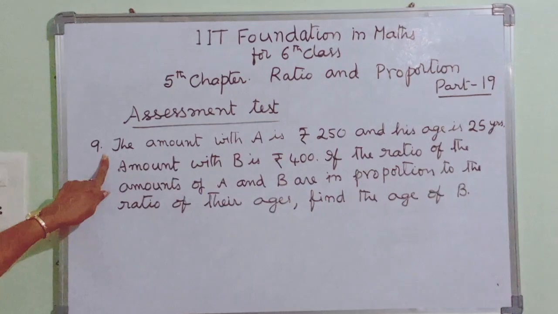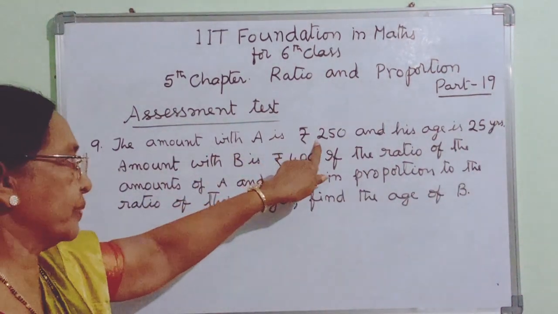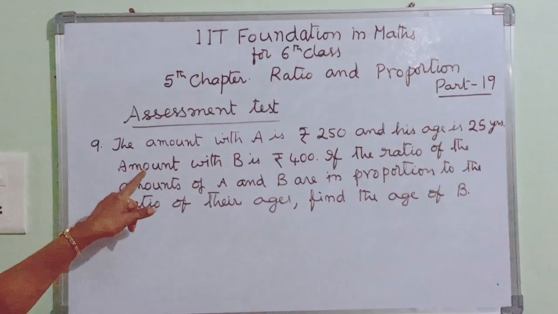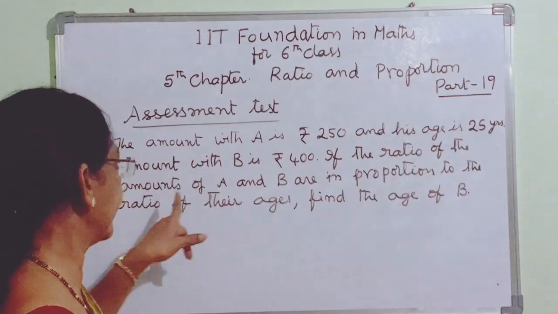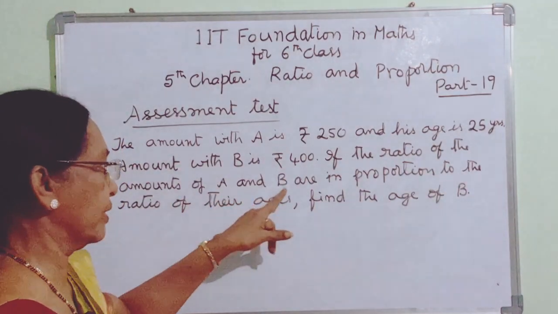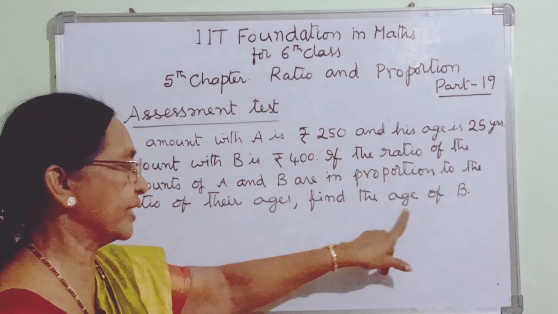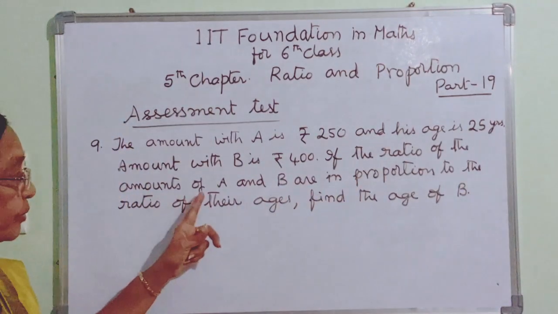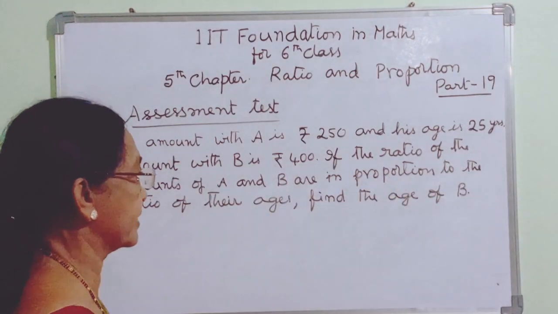Next problem 9. The amount with A is rupees 250 and his age is 25 years. Amount with B is 400 rupees. If the ratio of the amounts of A and B are in proportion to the ratio of their ages, find the age of the B. Here the ratio of the amounts of A and B are in proportion to the ratio of their ages.